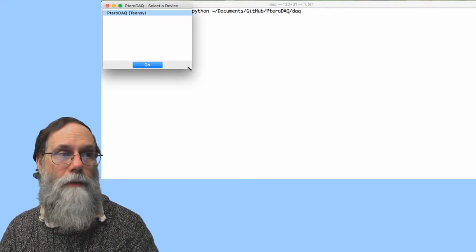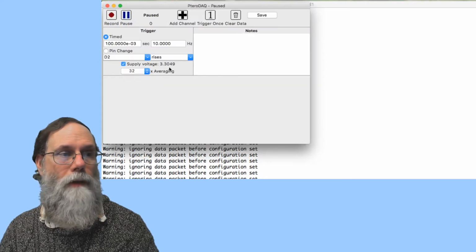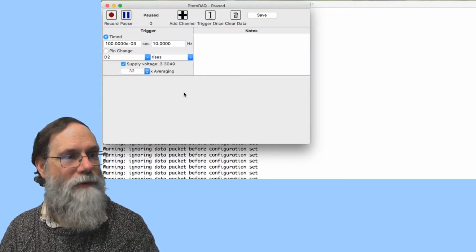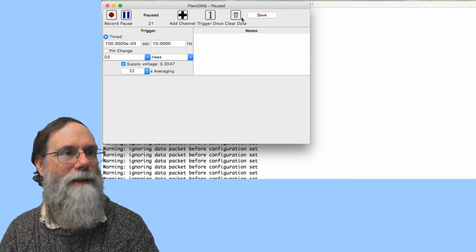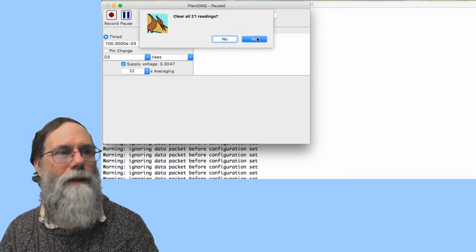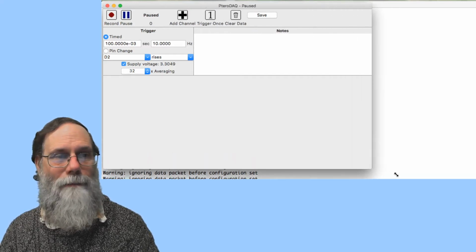Okay, it finds the Teensy board, so I can start it. Seems to be ignoring data pack before configuration set. Let's just see if we can record. Pause. Yes, it's still running okay. It just had some stuff stuck in the queue from the last time I ran it.